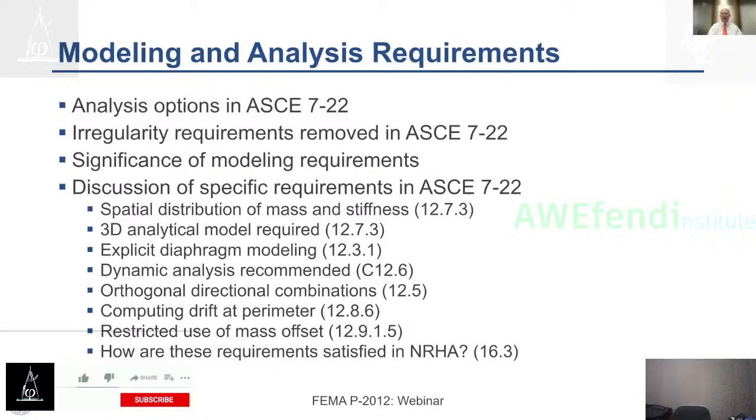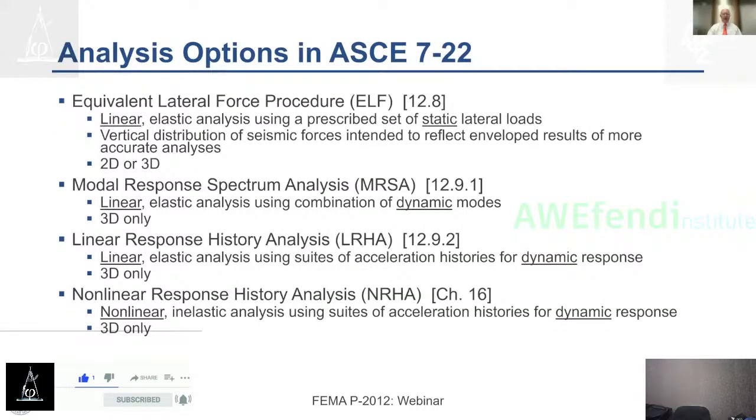So just as a piece of background, to perform structural analysis in increasing degrees of complexity, the simplest method is the equivalent lateral force procedure, ELF. We use a linear analysis and we apply static lateral loads. And those loads have been historically defined so that we can try to get not necessarily the true set of loads in a building, but a reasonable envelope of demands in a building that are suitable for use in design. That analysis method can be used two-dimensionally or three-dimensionally, but it's our simplest tool.